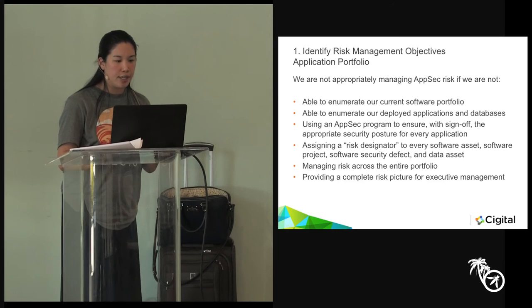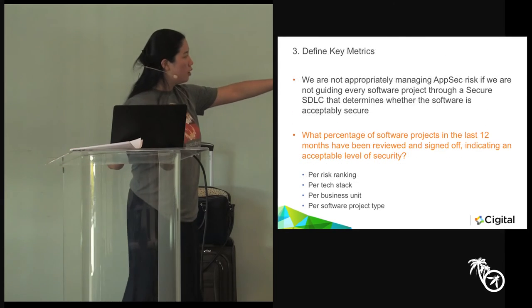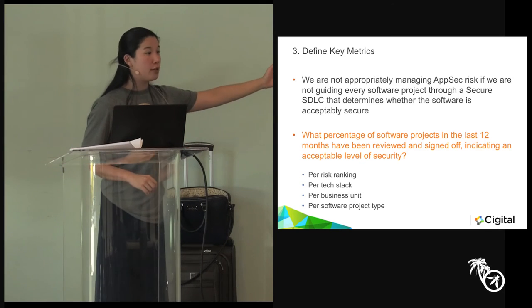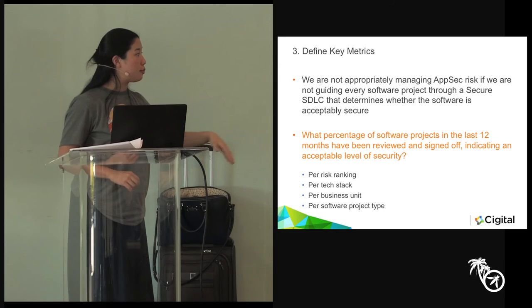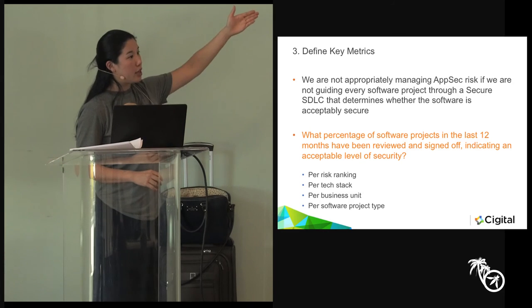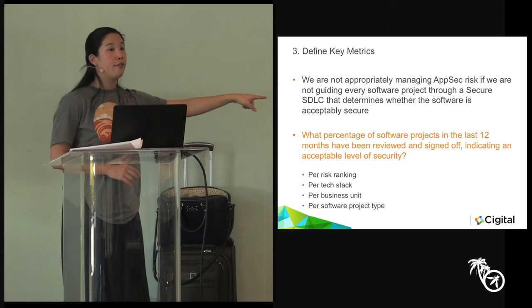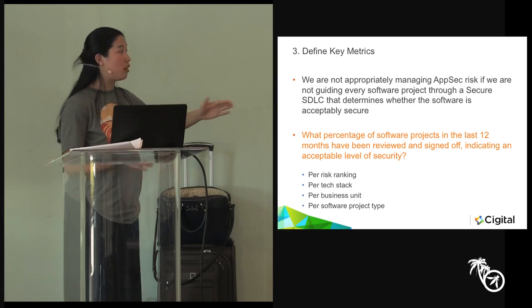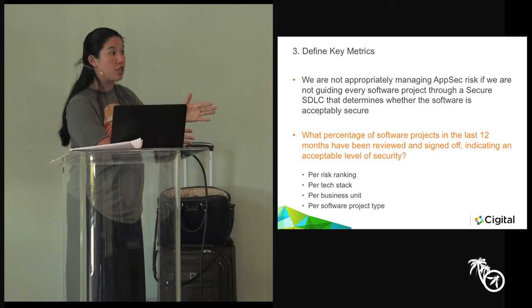And the other way to do it would be to use what I call metrics refinements: per risk ranking, per tech stack, per business unit, per software project type. Maybe you choose a risk objective and you ask a question about it, but you're only focused on critical apps, or you're only focused on this particular technology stack.